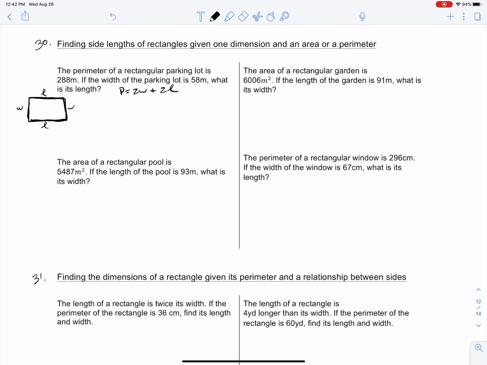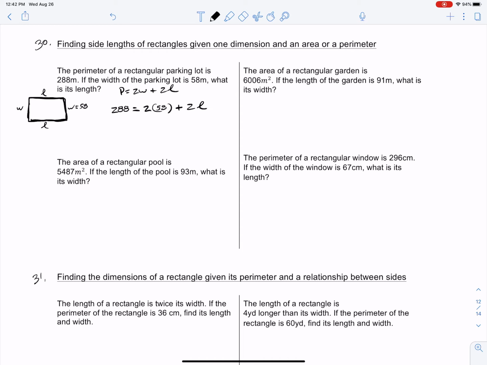But it gave us some information inside the problem. It says that the perimeter of the parking lot is 288 meters. If the width of the parking lot is 58 meters, meaning W equals 58 meters, what is the length? Well, let's plug it in. 288 equals 2 times, and then what does my W equal? 58, plus 2L.